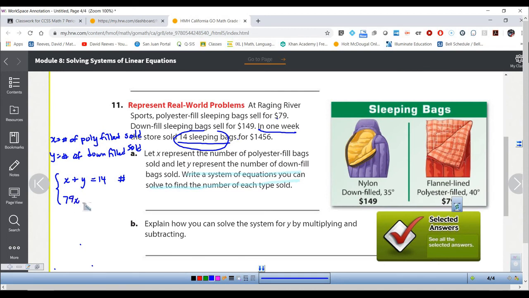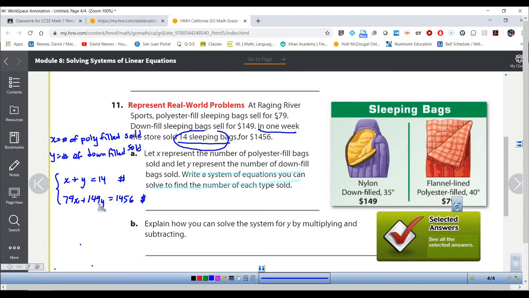$79 for every polyester filled plus $149 for every down filled gives us a total cost of $1,456. Okay, so do you see how this second equation is just like the equations we were doing in the previous three problems, but this one is different. Instead of giving us two different equations that gave us a cost, they gave us one that told us the number and then one that told us the cost.